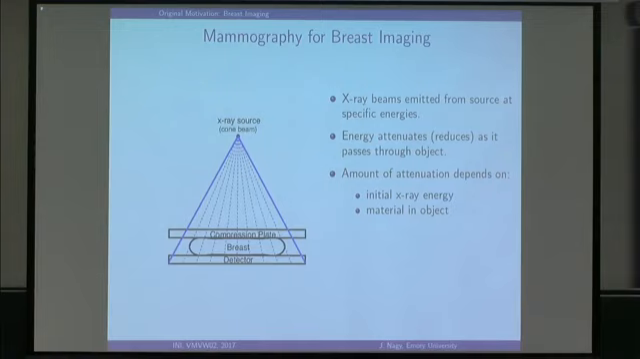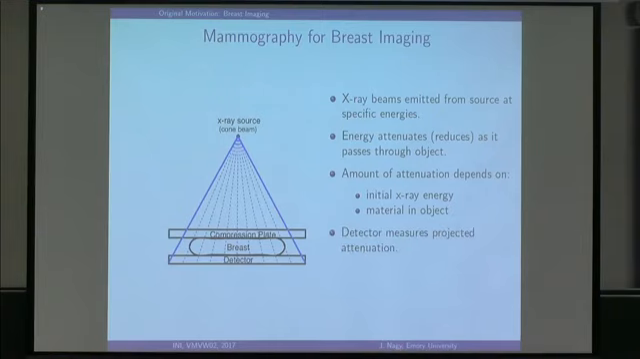And the amount of attenuation, of course, depends on the initial X-ray energy. If I have a very low energy X-ray, of course, it's going to attenuate a lot, maybe not even pass through, depending on what the material of the object is. So it has to depend on both of those quantities.